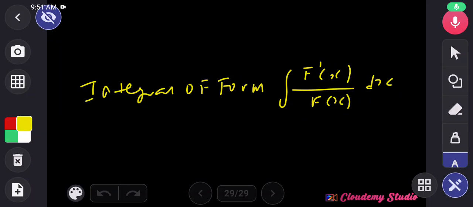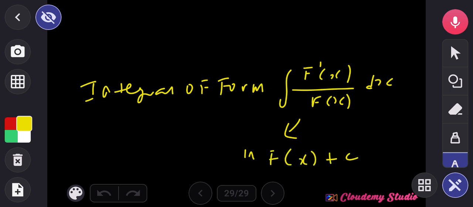In this video, we are going to be talking about integrals of the form f prime of x divided by f of x. You see, in this particular integral, we are trying to look for the integral of a quotient. You understand? A quotient integral. That's what we are trying to look for. In this case, the integral of f prime of x divided by f of x is equal to ln of f of x plus c.